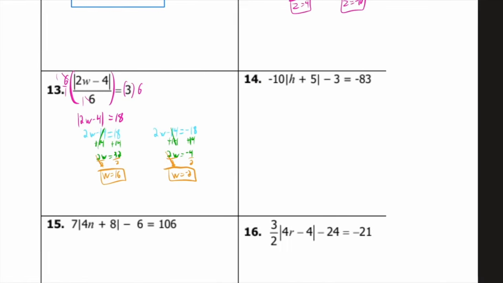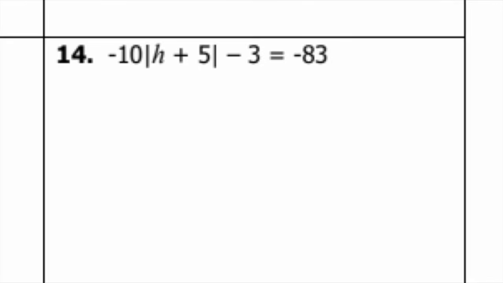Moving on to number 14. Negative 10 times the absolute value of h plus 5 minus 3 equals negative 83. So our absolute value is being multiplied and subtracted. We have to undo both of those. And just like we experienced on the previous problem, we have to isolate the absolute value by first undoing the subtraction and then undoing the multiplication. So I'm going to add 3 first and get negative 10 times the absolute value of h plus 5 equals negative 80.